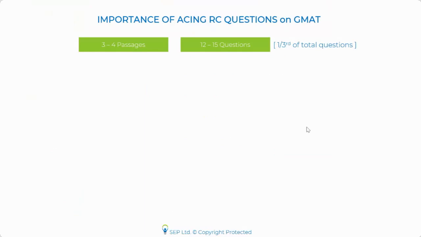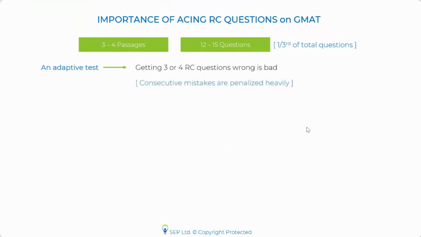verbal section, okay? The problem with RCs is GMAT is an adaptive test and RCs come consecutively, one after the other. Unlike a CR, which might be followed by an SC question, or an SC question might be followed by a CR, one RC question will invariably be followed by at least another RC question and more. And unfortunately, if you do not understand the passage, you might get more than one question incorrect, and consecutively, and that's going to really hurt your score very badly. Consecutive mistakes are penalized really heavily.